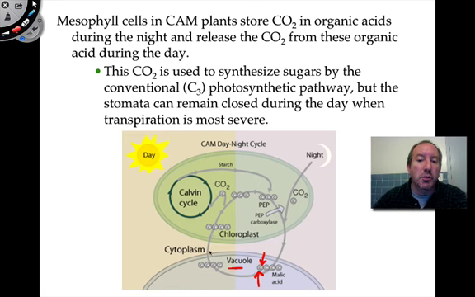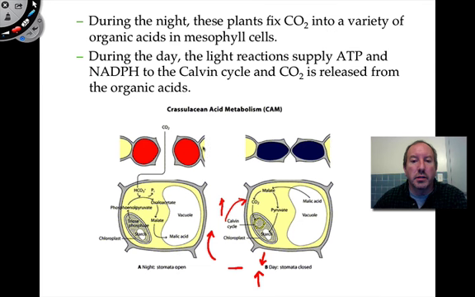Then in the morning, they close their stomata, and malic acid comes out of the vacuole and is converted into carbon dioxide and back into PEP. So now the chloroplast has carbon dioxide, and it's ready to photosynthesize. And it doesn't lose a lot through transpiration during the day because it closes its stomata. I find that to be really cool.